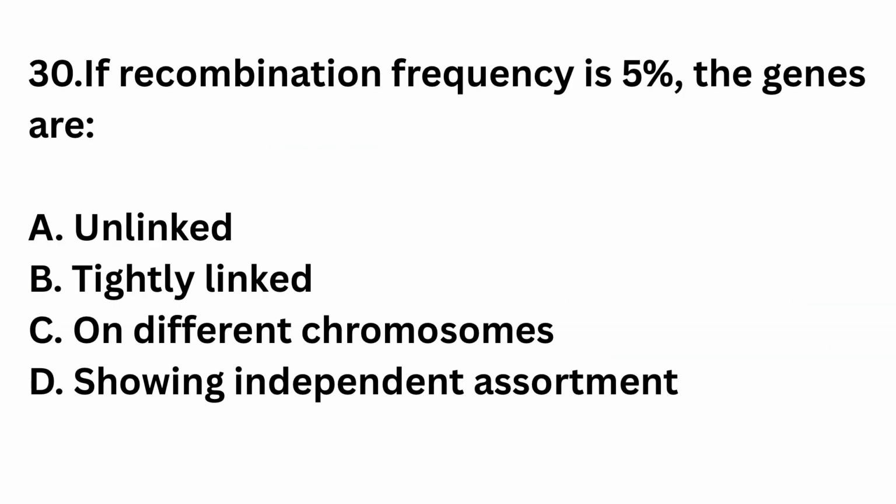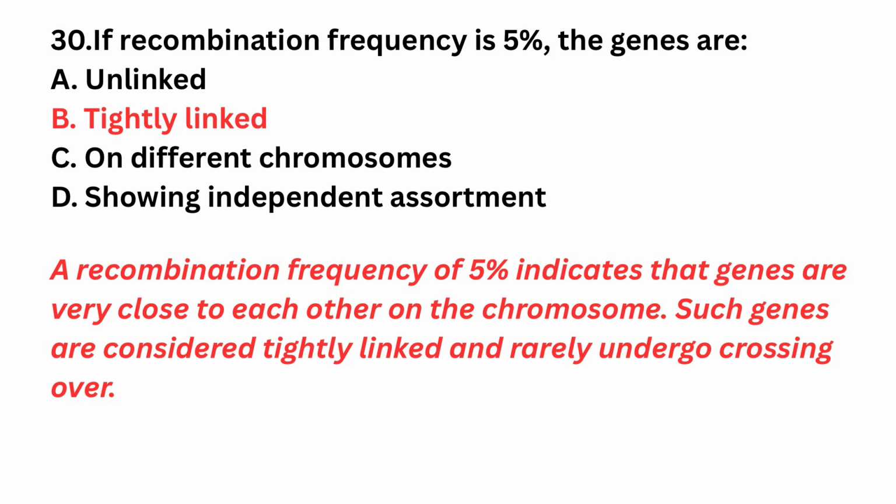Question number 30. If recombination frequency is 5%, the genes are: unlinked, tightly linked, on different chromosomes, showing independent assortment. The right answer is option B, tightly linked. A recombination frequency of 5% indicates that genes are very close to each other on the chromosome. Such genes are considered tightly linked and rarely undergo crossing over.